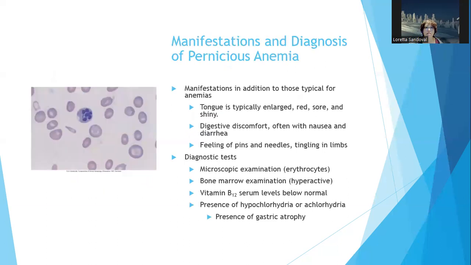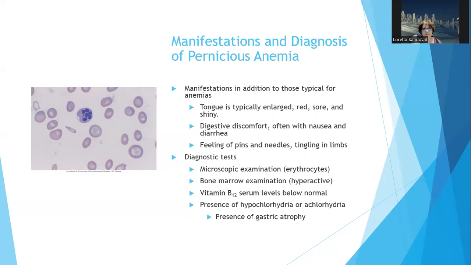The signs and symptoms, or the manifestations, include an enlarged, shiny, red and sore tongue. Decreasing gastric acids lead to digestive discomfort, often with nausea and diarrhea. A feeling of pins and needles and tingling in the limbs is a neurological effect. That pins and needles feeling, we call it paresthesia. It can also result in loss of muscle control or coordination, which we refer to as ataxia.